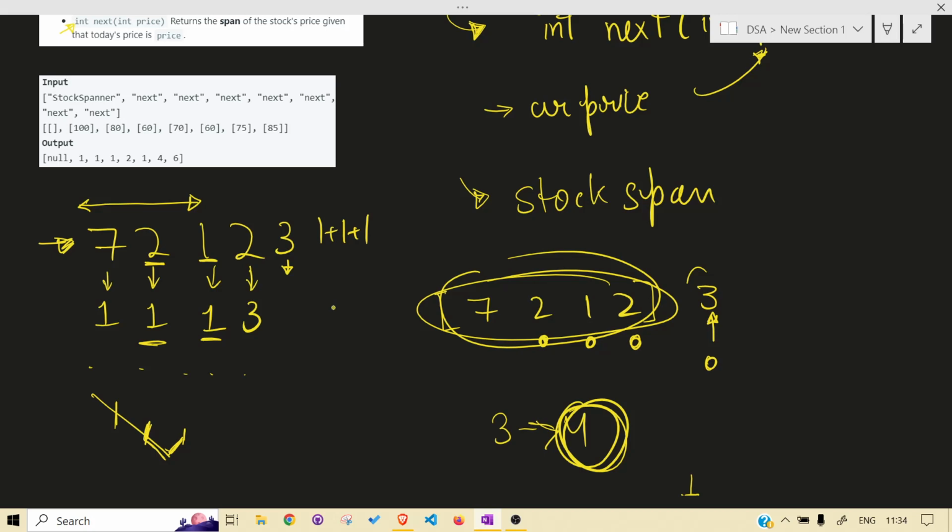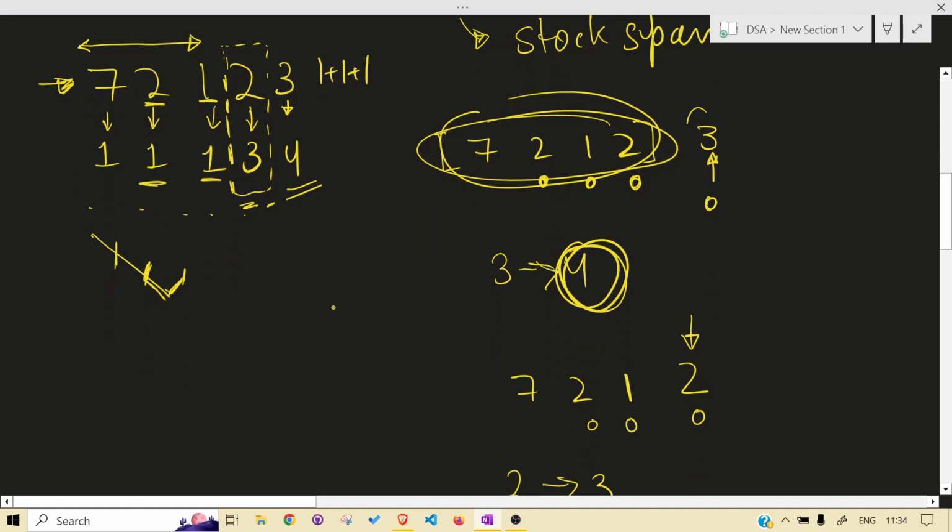So the decision we will take is to use the previous result, because we have already calculated how many of them are smaller than 2, and 3 is greater than 2. So we will use this and add 1 to it, and this is 4. This much is clear, that we will use the previous value to make things fast.